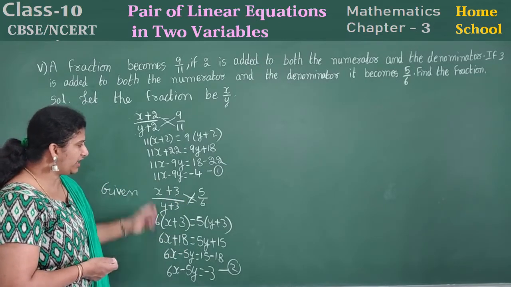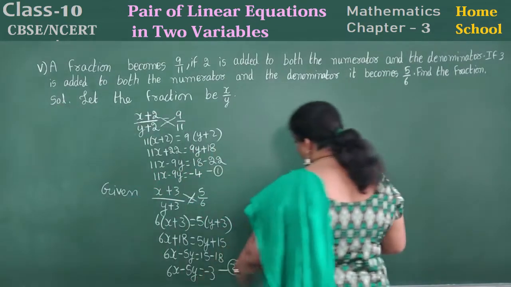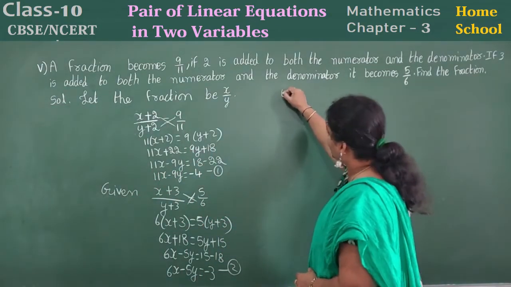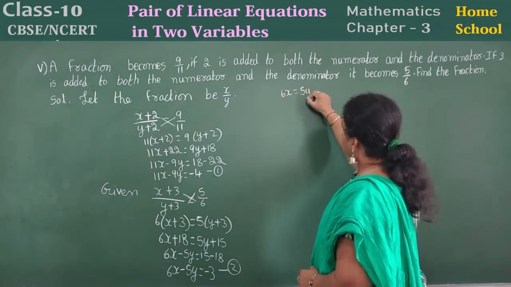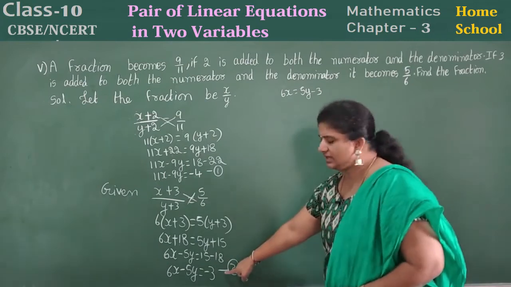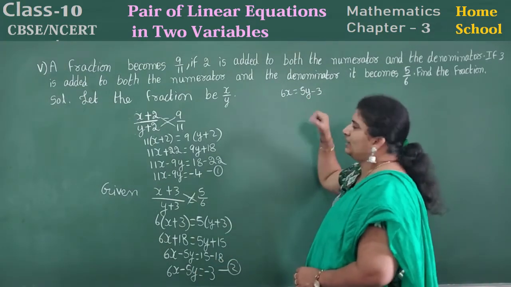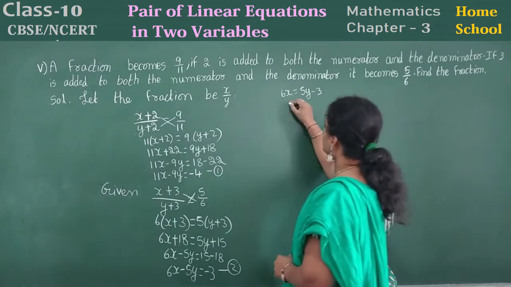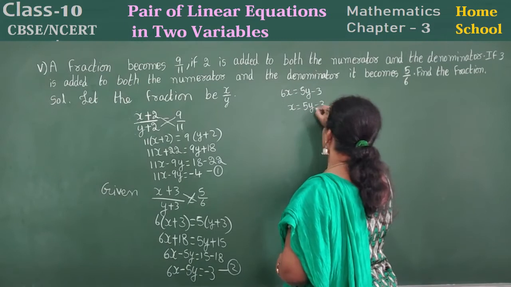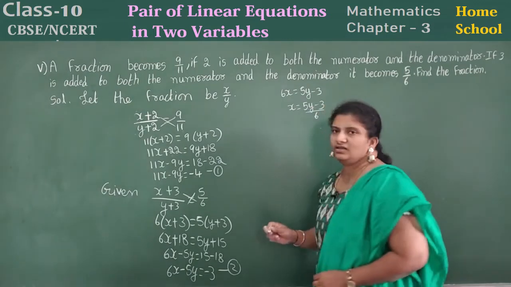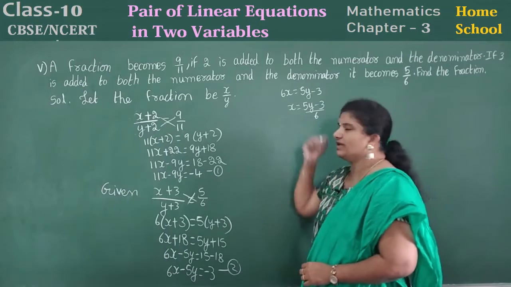Which equation can you feel is small? This one is small. So, let's rewrite this equation. How can I rewrite? 6x is equal to 5y minus 3. Minus 5y, if it comes this side, it will be plus 5y. So, now 6 multiple, I want x equal to 5y minus 3 by 6. Okay. Simplify any one of the equations into one variable.